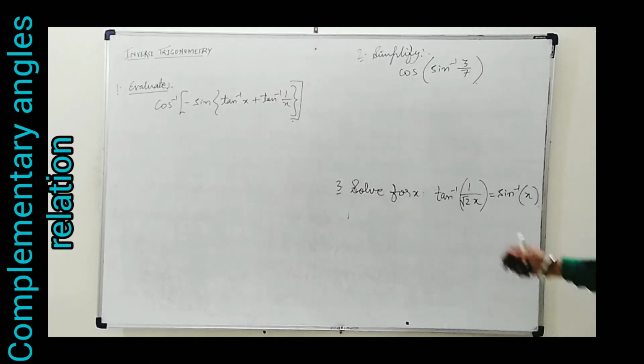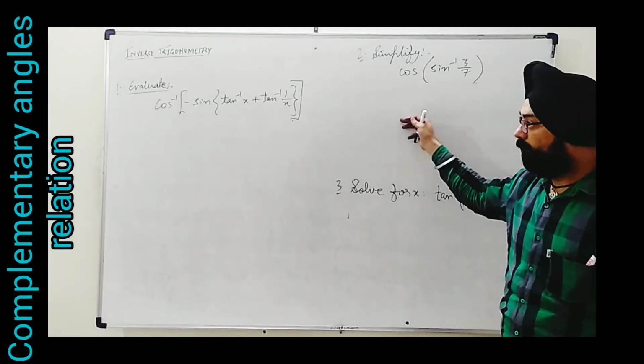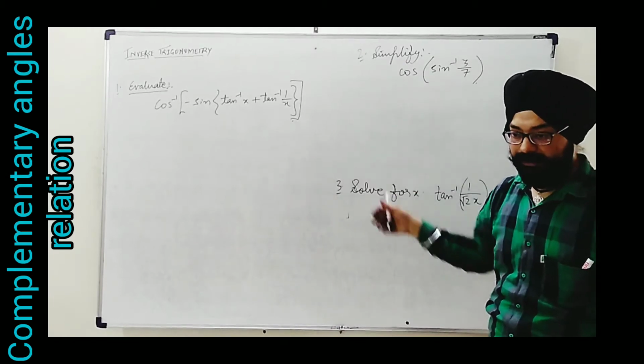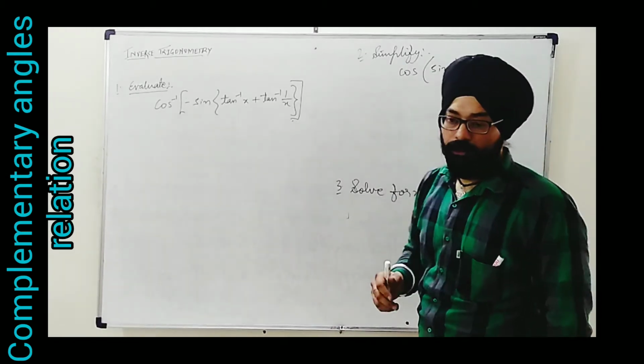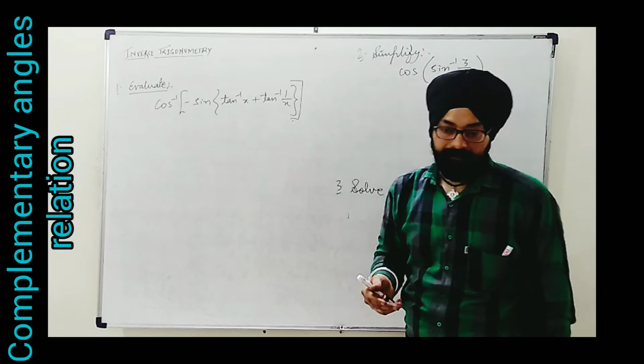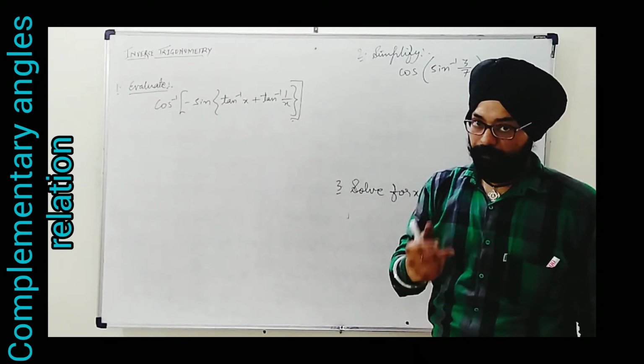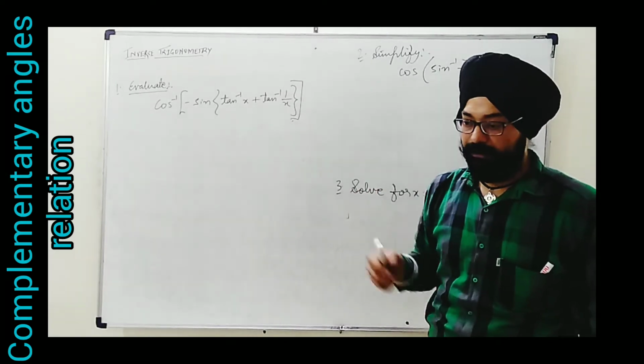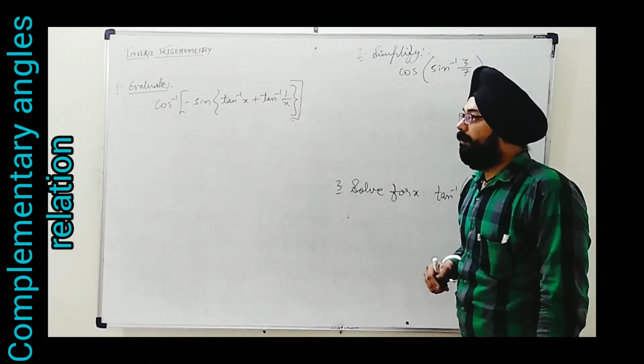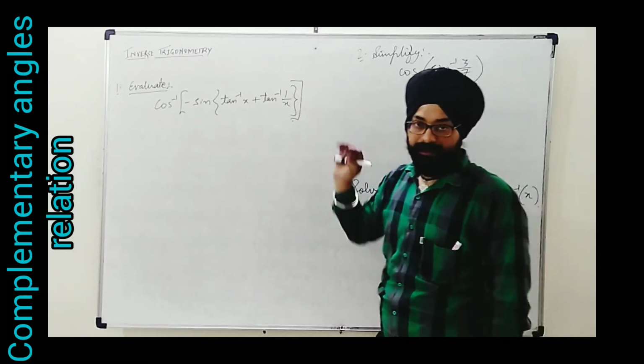Here I have taken three questions to explain the previous identities. The main purpose is to show the use of complementary angle relation, reciprocals, and use of Pythagoras theorem. All these things we will see through these examples. Let's see. Here we are given the first question, to evaluate.